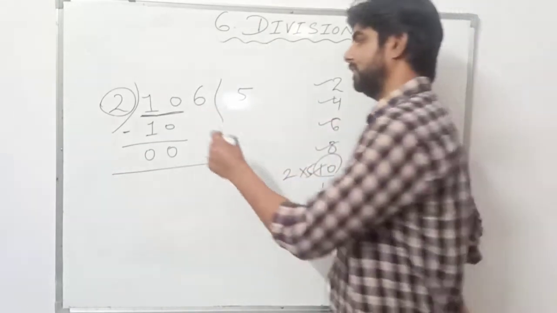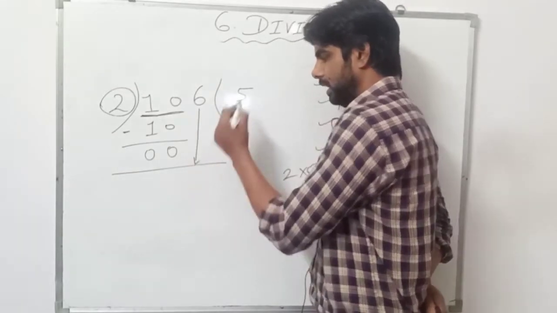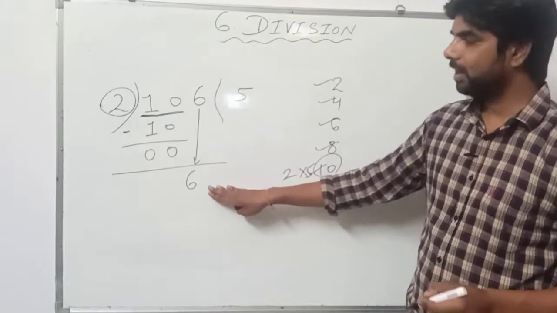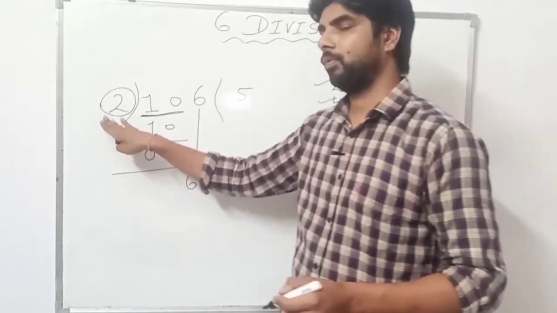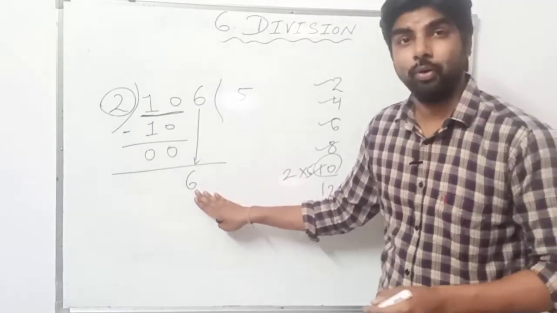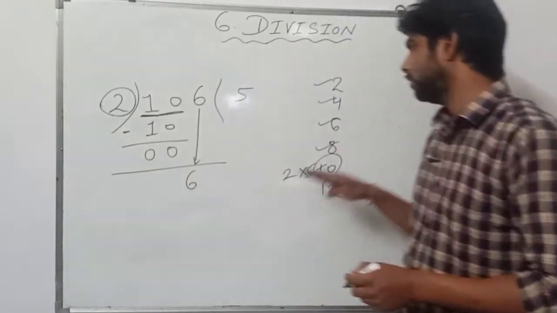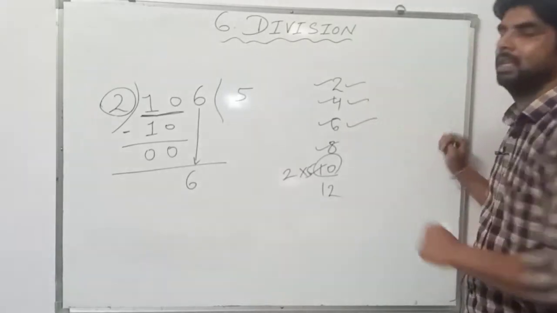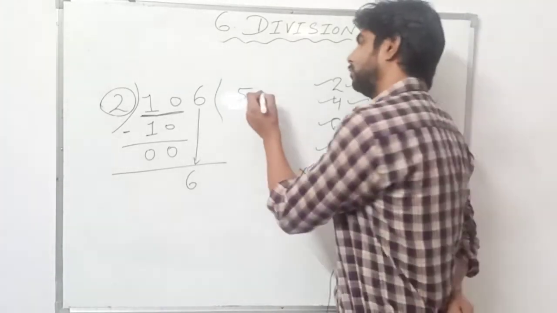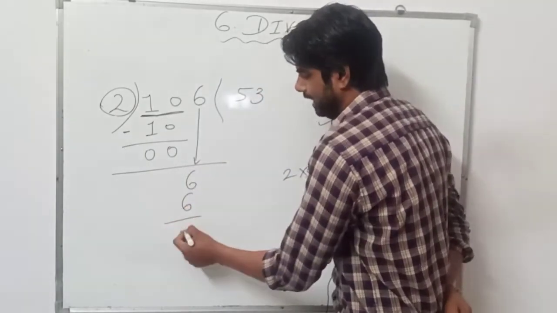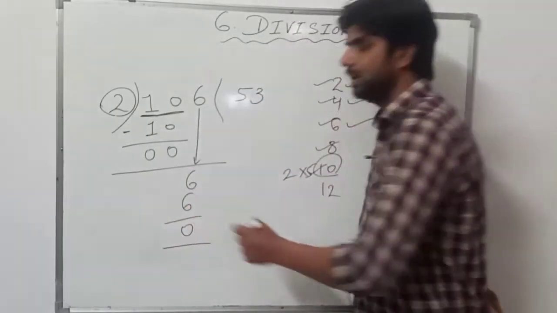We will take down this 6 to here, and we will write 6. Now again what we have to do? We have to read the table of 2, so that we will get a number which is less than or equal to 6. So read the table of 2 again. 2 1s are 2, 2 2s are 4, 2 3s are 6. If we read the table of 2 three times, what will we get? 2 3s are 6, and we will get 0 as our remainder.